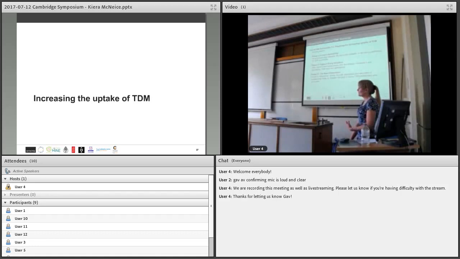Phase two, support the early adopters. So those people who are already doing text and data mining, help them to create support networks. Things like the JISC mailing list sounds fantastic. Help them to connect with each other, to share learnings, and to help each other develop tools and applications.